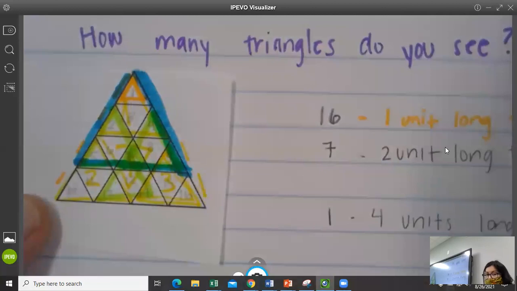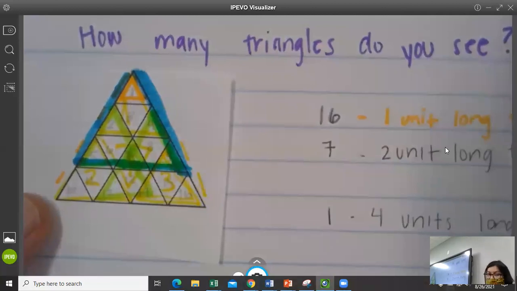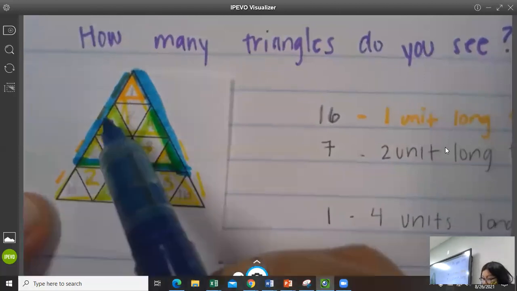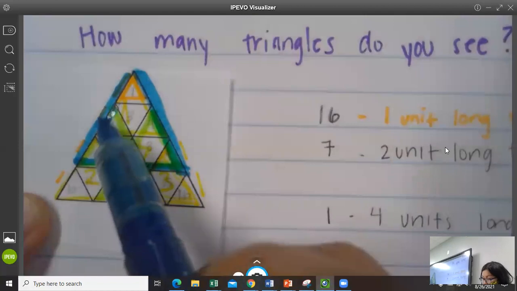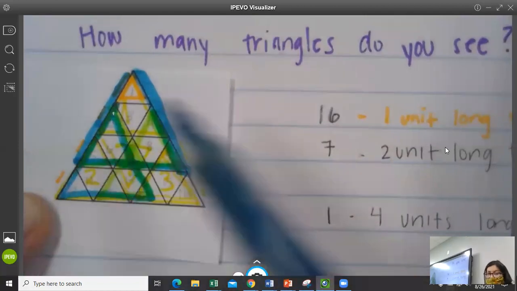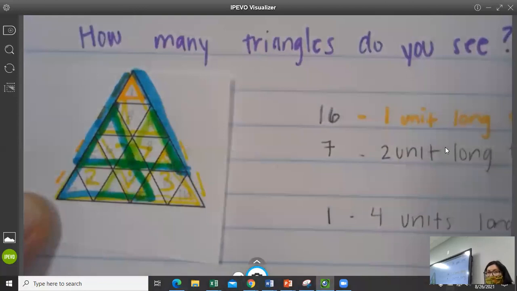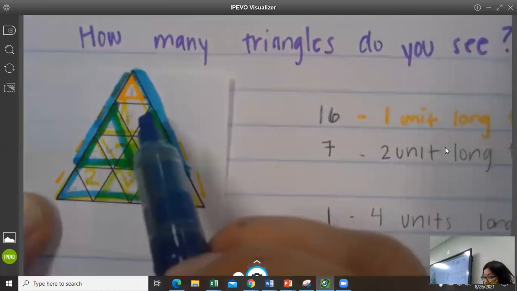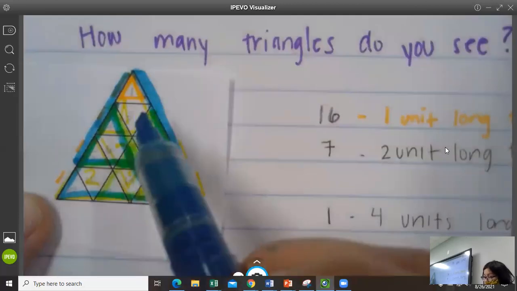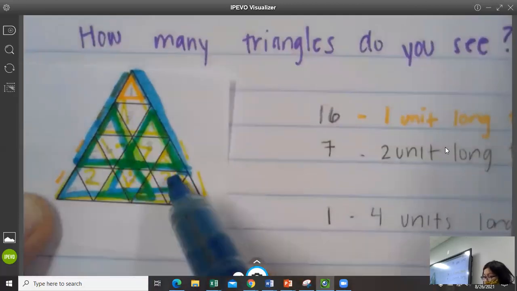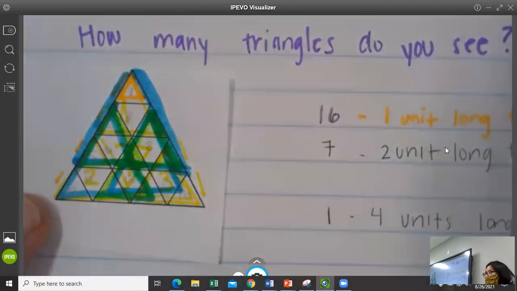Okay, that would be 1. Anybody else see any other 3-unit triangles? That's 2. That's the one you meant, right? Any other ones? Someone maybe besides Derek and Alexia? Any other 3-unit triangles? Yeah. Okay, so then that's 3. Any others?